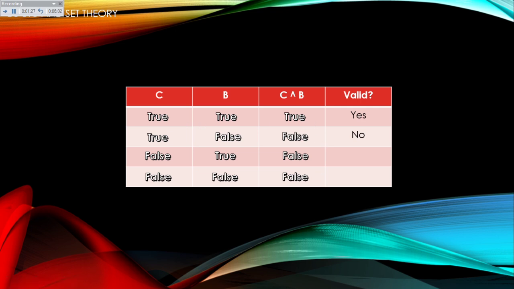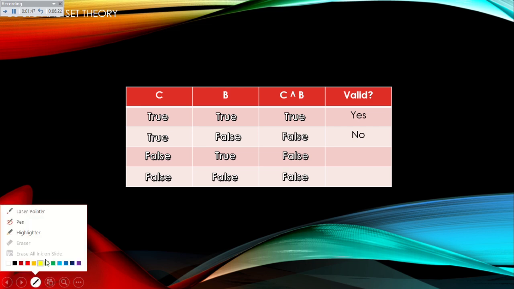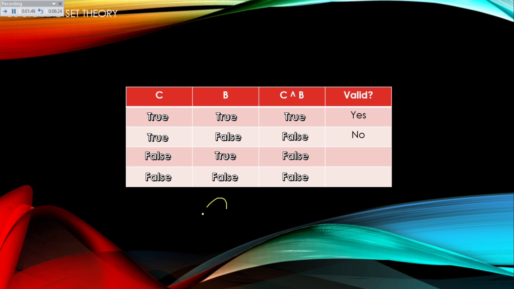Okay. Proposition C: I feel confused with myself. B: I am blind. So the connective is conjunction, "and". Then logically, the logical form of our sentence is C and B. So this is the logical form of our sentence.